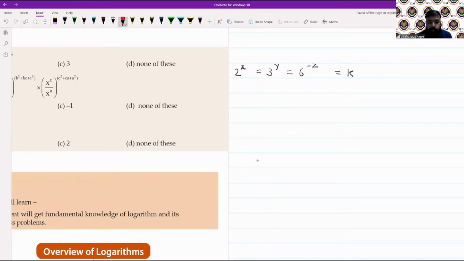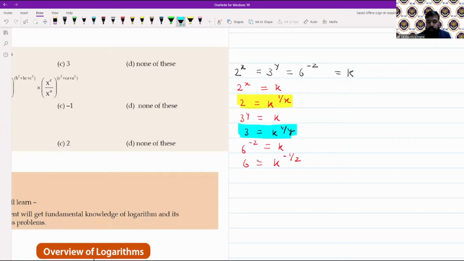Now, on comparing 2 to the power of x with k, we are getting 2 is equal to k to the power of 1 by x. 3 to the power of y is compared with k, so 3 is equal to k to the power of 1 by y, and 6 to the power of minus z is equal to k. That means 6 is equal to k to the power of minus 1 by z. So this is the value of 2, then value of 3, and then value of 6.